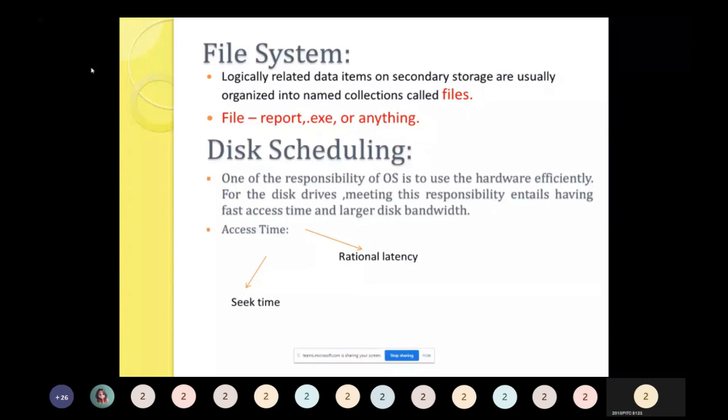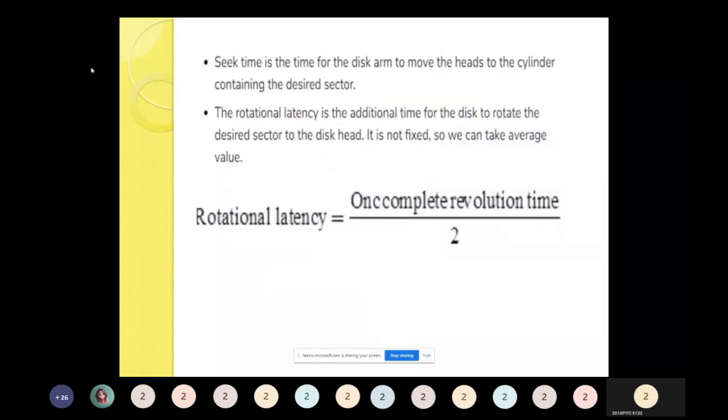For meeting this responsibility, it has to consider access time and disk bandwidth. First we have to understand what is seek time and what is rotational latency. These are the terms which are repeatedly used in file management. Seek time is the time for the disk arm to move the head to the cylinder containing the desired sector. This is seek time.